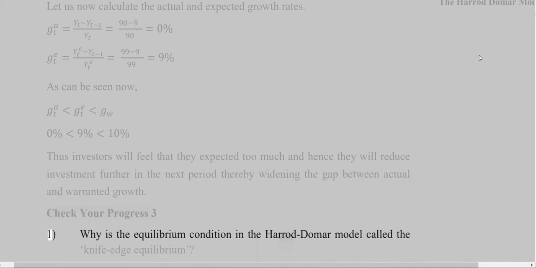Check your progress. 3.1. Why is the equilibrium condition in the Harrod-Domar model called the knife-edge equilibrium? 2. What happens to an economy when expected growth rate is higher than the warranted growth rate? 3. Specify the effect of an expected growth rate lower than the warranted growth rate.